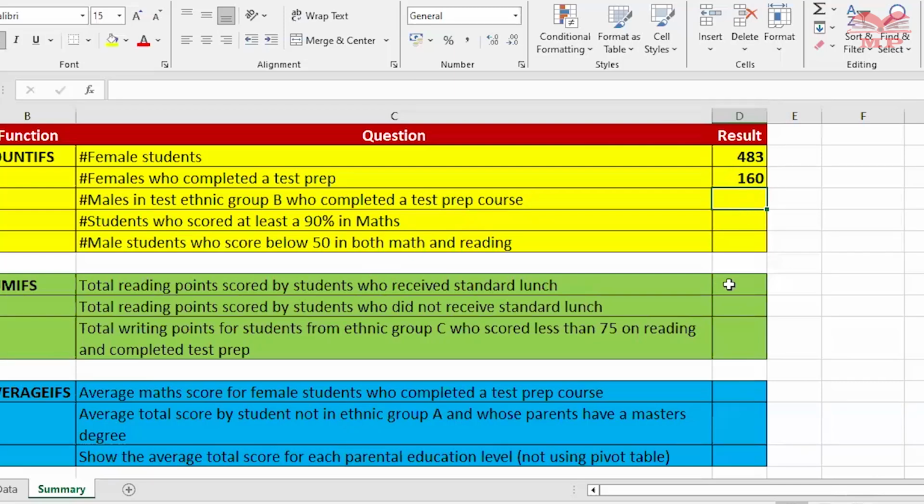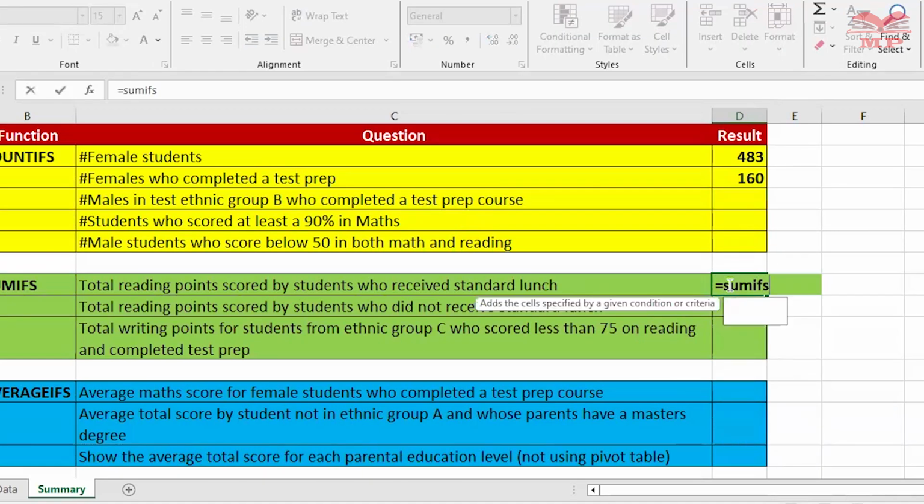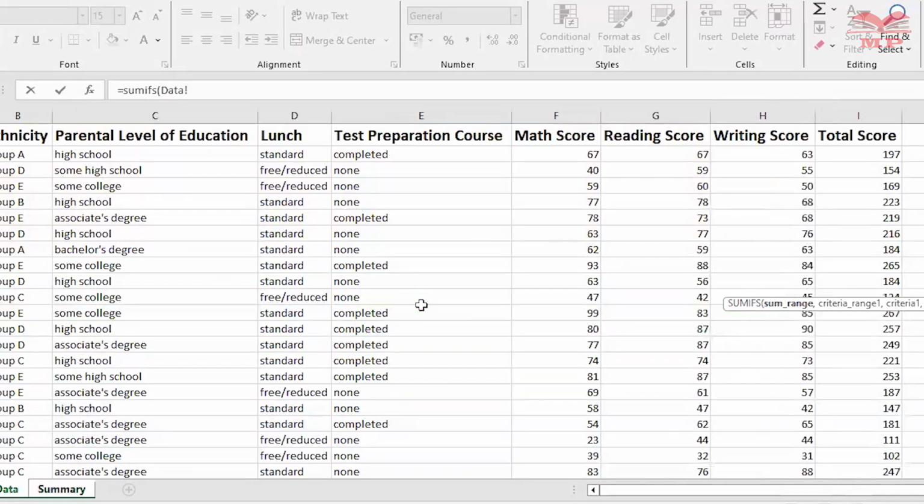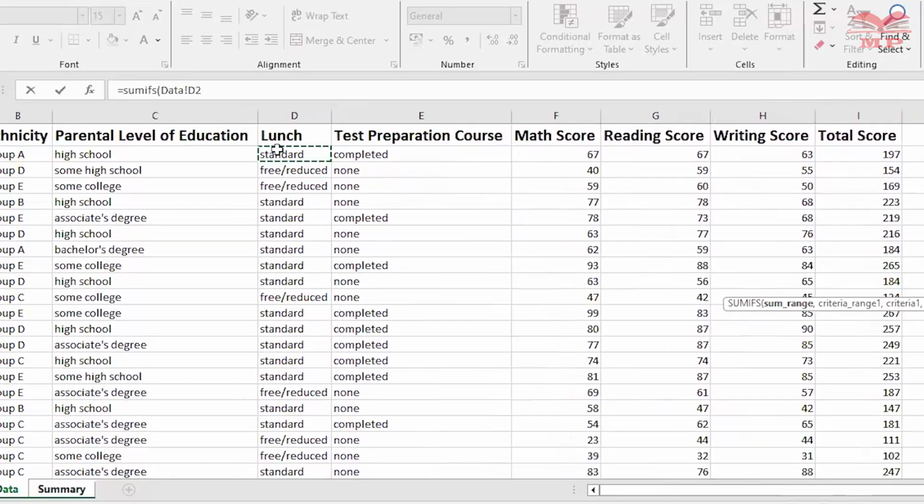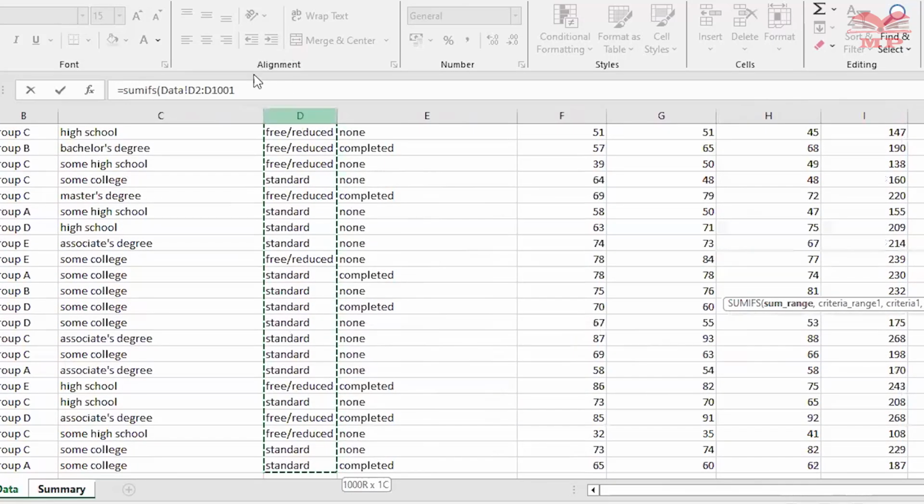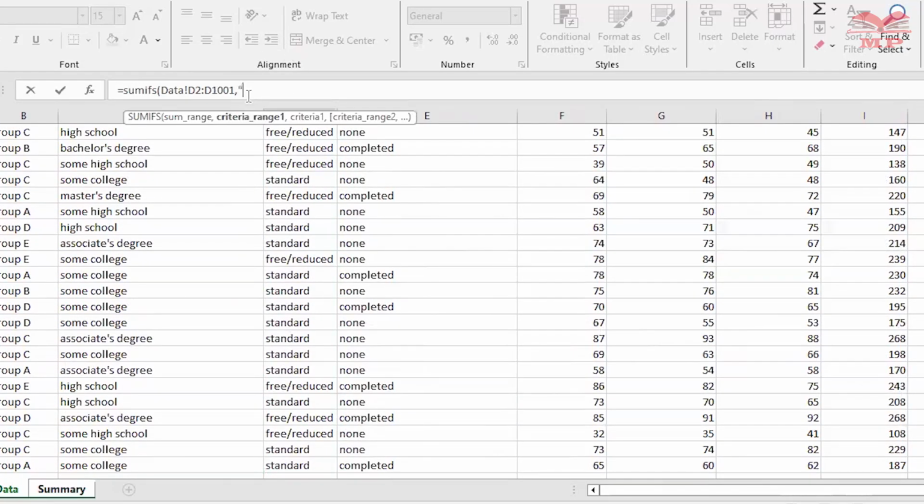I don't want to go through all of them. Let's just do two of sum ifs, because this is not the main focus for today. Sum ifs, and open a bracket. Total reading points scored by students who received standard lunch. We want to get students who received standard lunch, and where do we get that from? We look for lunch, select that. The criteria for that is standard.